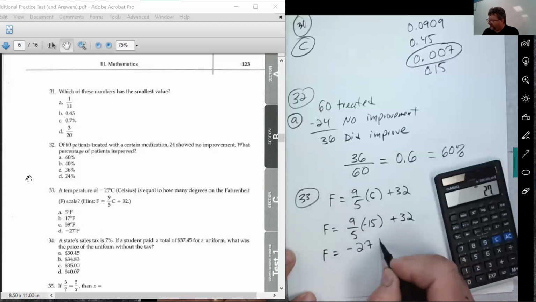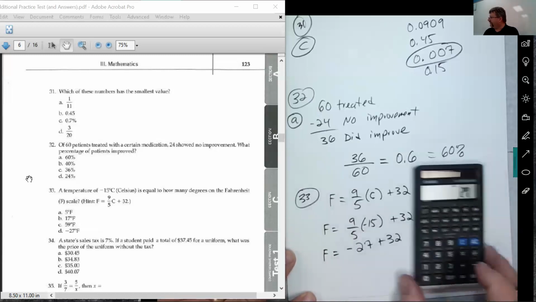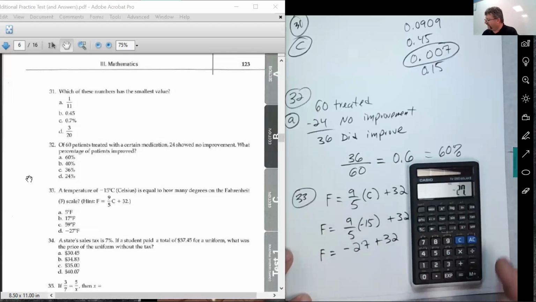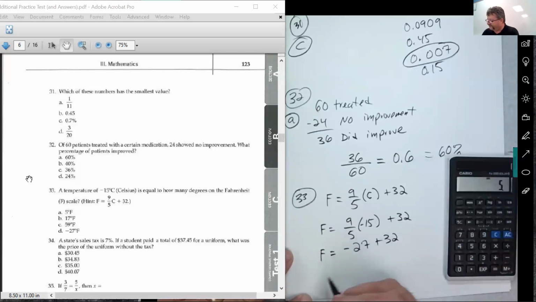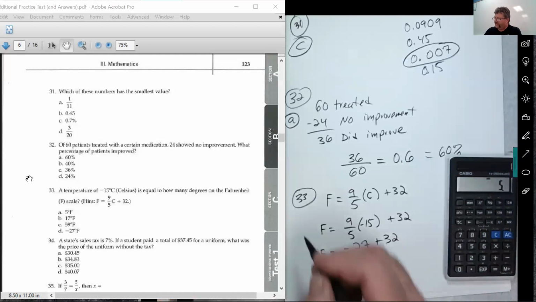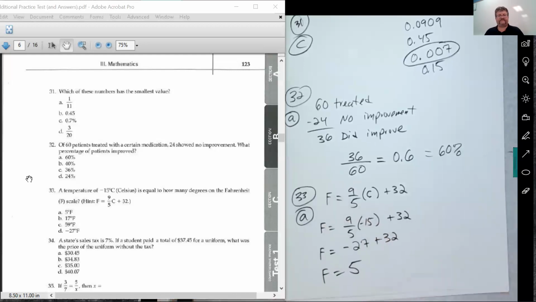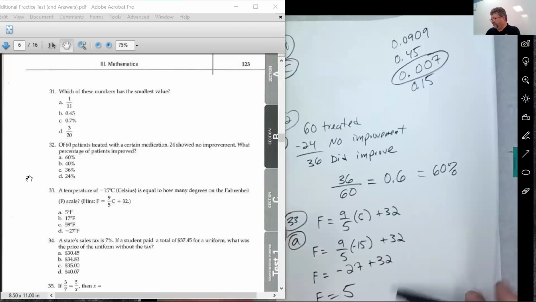Okay, so negative 27 plus 32. So then on this calculator, to actually make that a negative 27, I would have to hit that button. And then I can add 32 to it, and I'll get a 5. Okay, positive 5. So if I check out my choices for number 33, choice A is positive 5. Okay, 34.